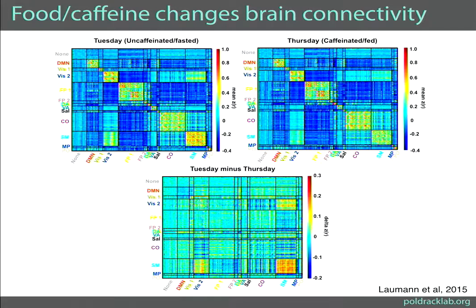So we had a built-in experiment where we can compare Tuesday morning and Thursday morning to ask, are there effects of caffeine and/or food? We can't pull those apart because they're perfectly confounded. But do they affect connectivity?